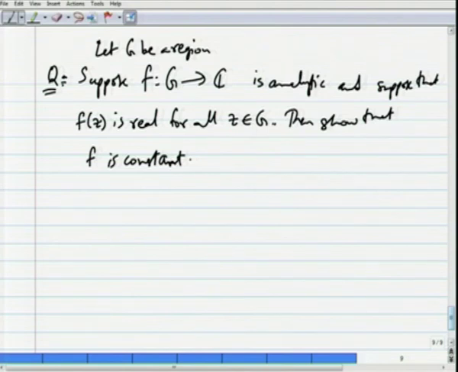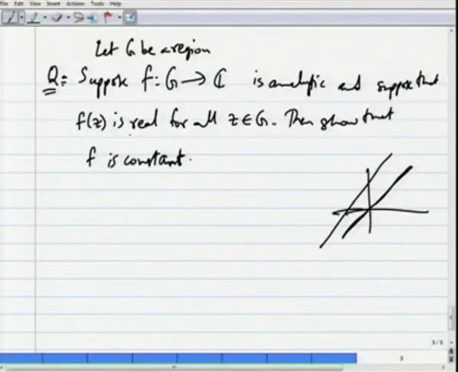And one can more generally ask that if the values of f of z lie on a line passing through origin, for example, or on a straight line, then show that f is constant, etc. All these will follow from a theorem which we will do in the next few sessions, called the open mapping theorem, which says that a non-constant analytic function should take open sets to open sets.